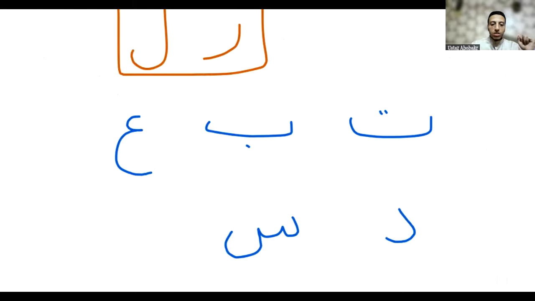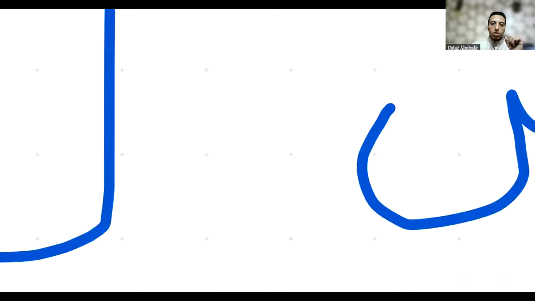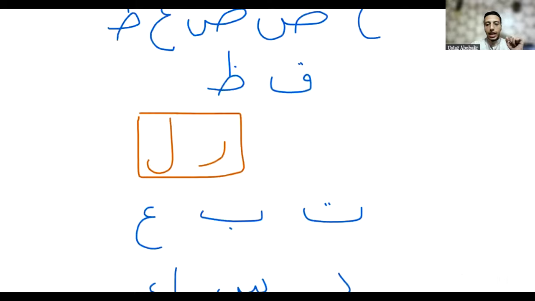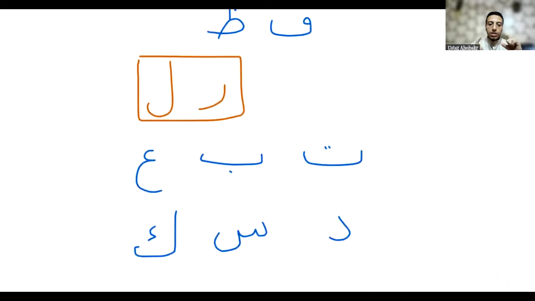How about another letter to give an example? Letter kaf has to be ka, ki, ku. Okay, that makes it different from the heavy letter qaf. How do I say qaf? I say qa, fi, ku. How about kaf? Ka, ki, ku. And that makes a really big difference between these 2 letters.